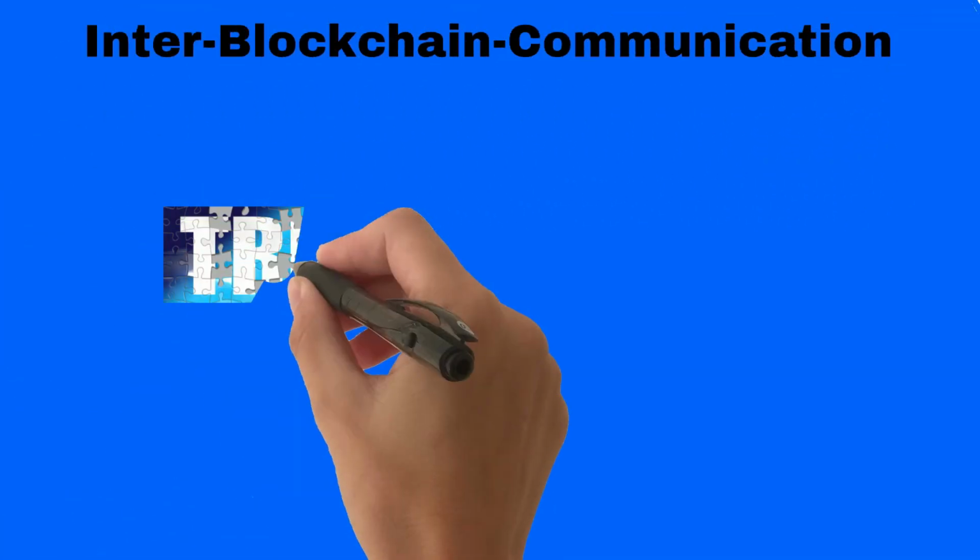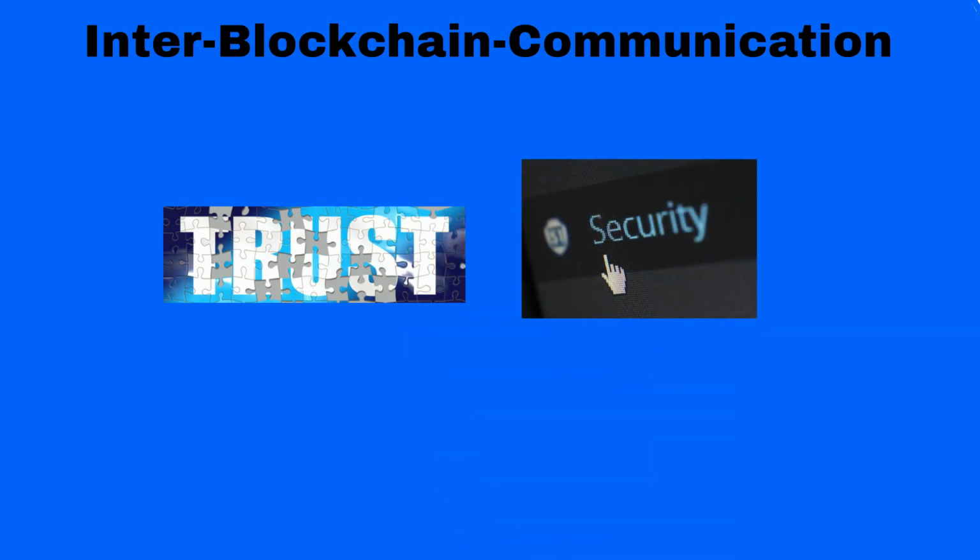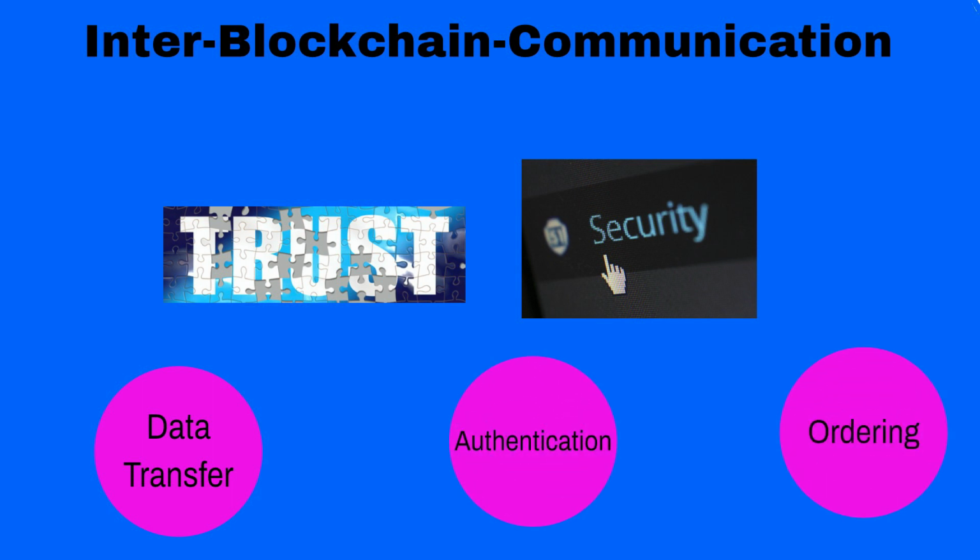As one of the top Layer 3 protocols, IBC facilitates a reliable and secure module for interconnectivity among blockchain networks. It supports various tasks, including data transfer, authentication, and ordering throughout multiple blockchain networks.